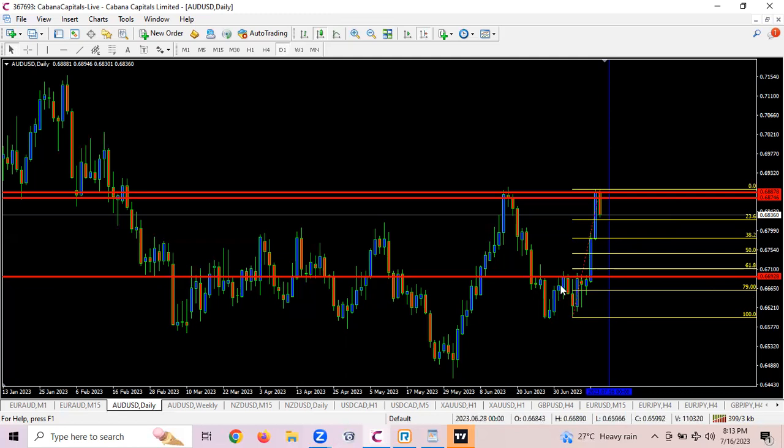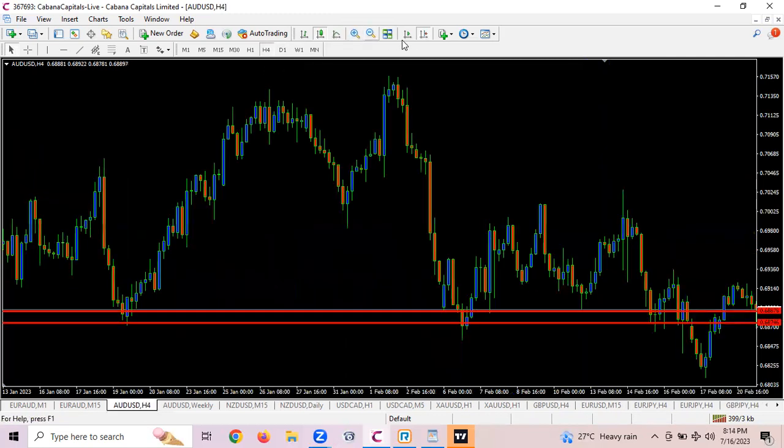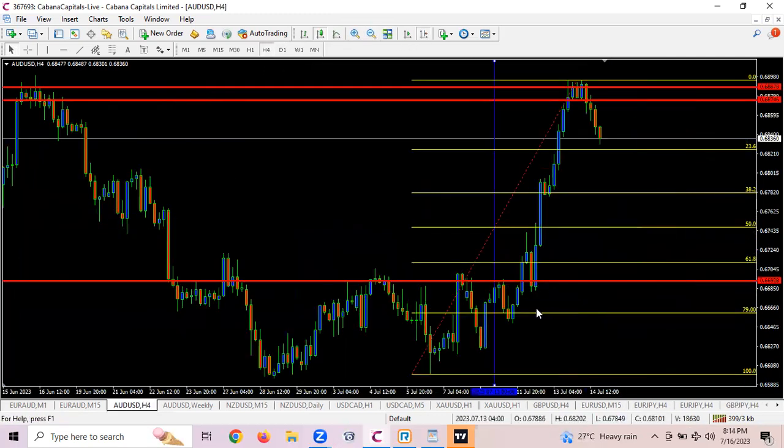So what you need to do is look for a fair value gap. Like I said, this is a mitigation block. Then do we have a fair value gap at this level? Not fair value gap yet. So let's go down to 4 hour. Let's see if we have a fair value gap on 4 hour.